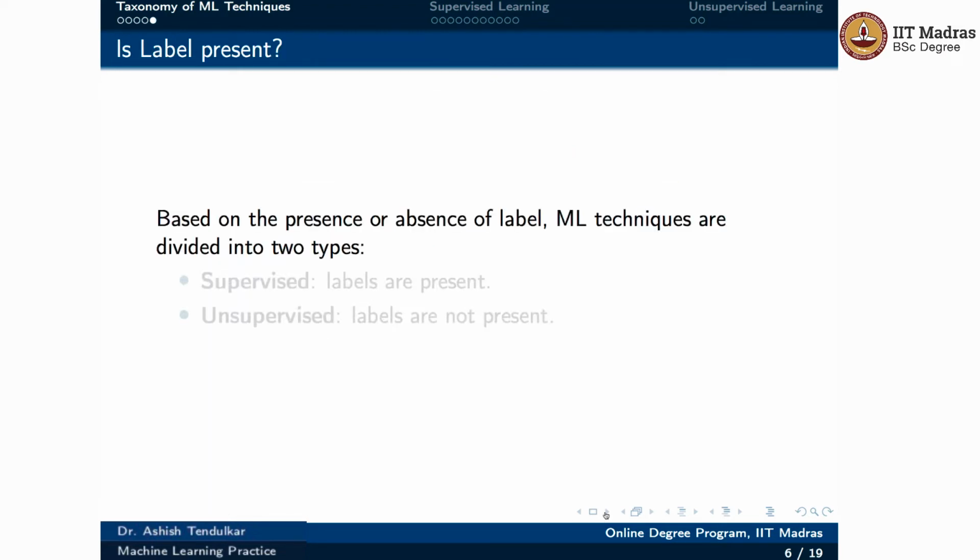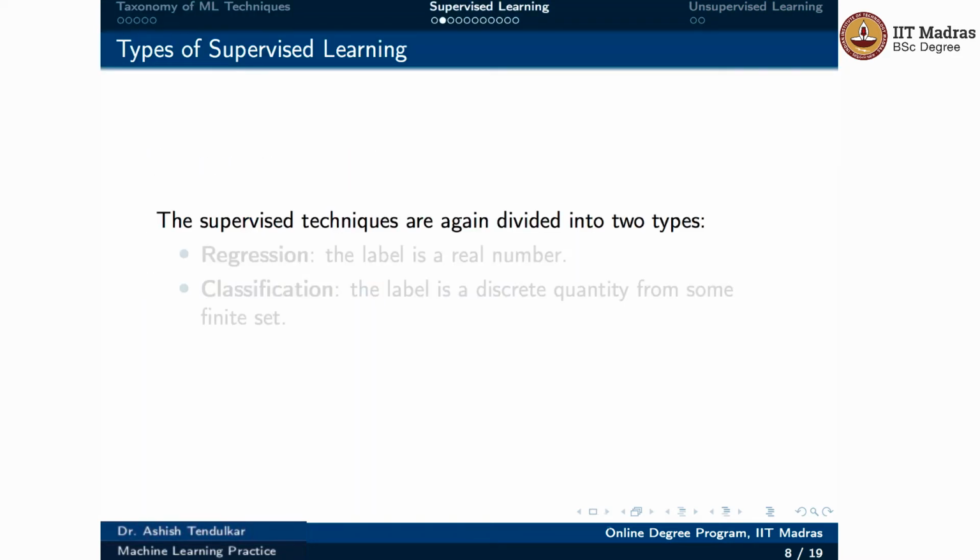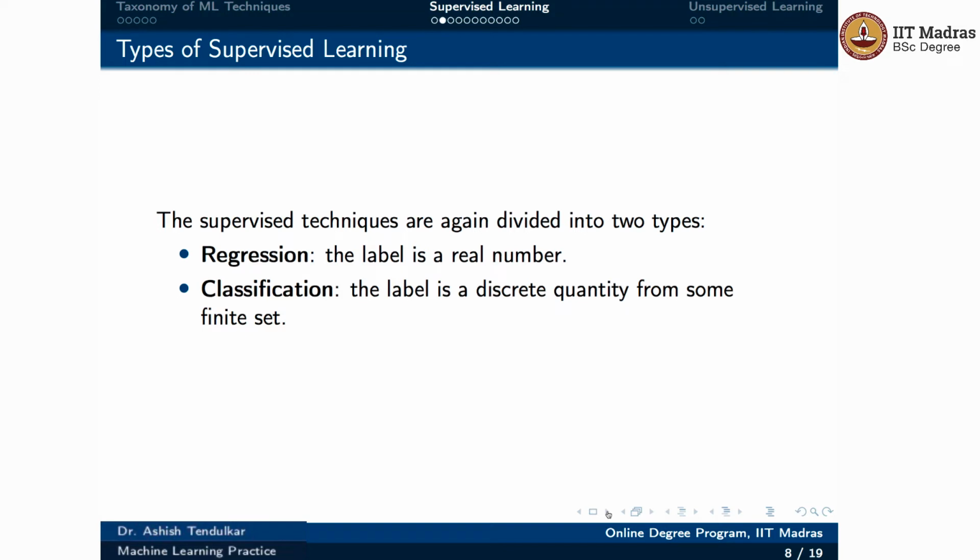So let's recap. Based on the presence or absence of a label, machine learning techniques are divided into two types. Supervised learning techniques where labels are present, and unsupervised learning techniques where labels are not present or labels are absent. The supervised techniques are again divided into two types: regression, where the label is a real number, and classification, where the label is a discrete quantity from some finite set.